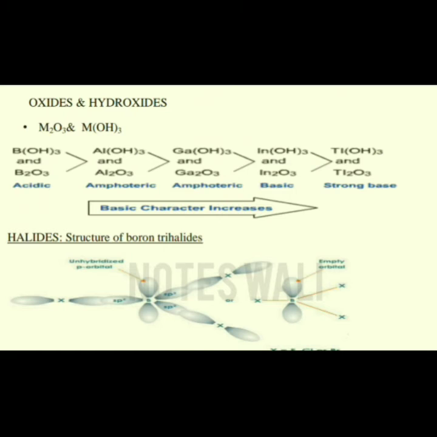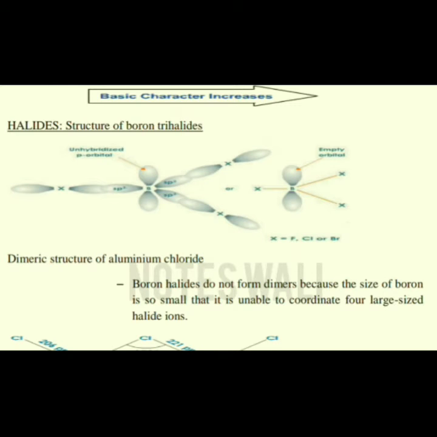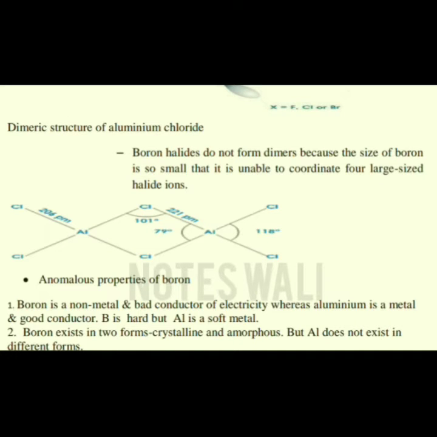Now come the oxides and hydroxides. As we go down the group, the hydroxide acquires basic character. You can see the structure of boron trihalide, and next there is the dimeric structure of aluminium chloride. The structures that I am showing are very important from the examination point of view. You should remember them and also revise thoroughly from your textbooks.